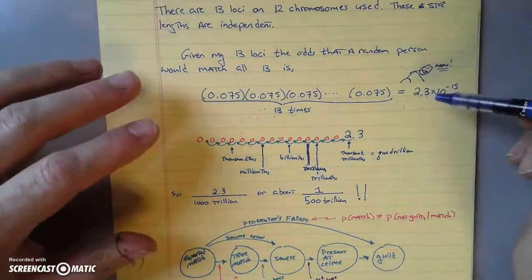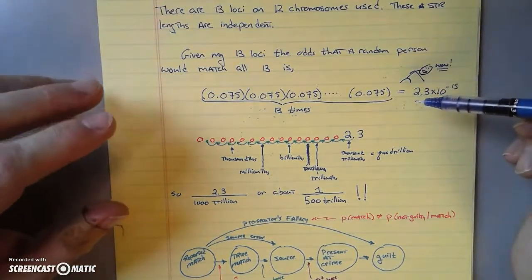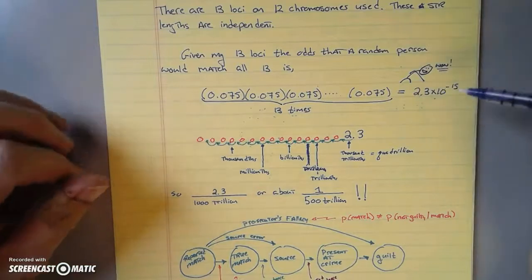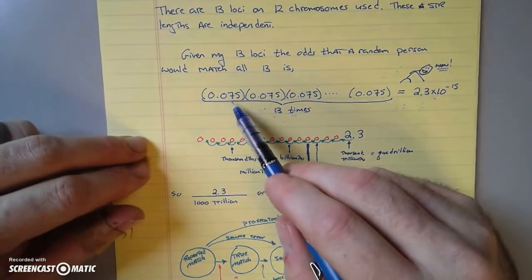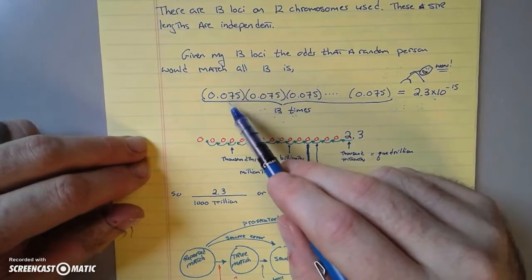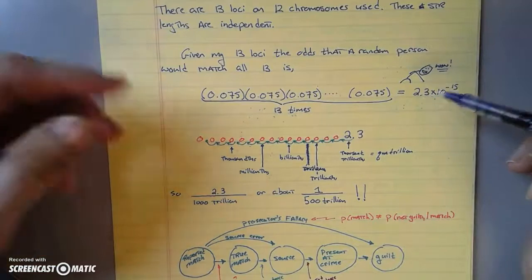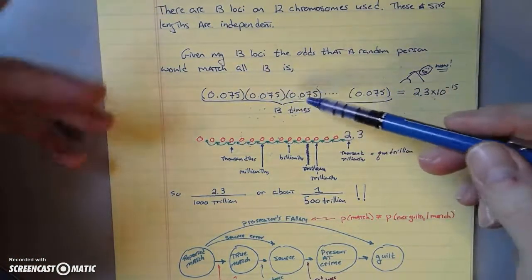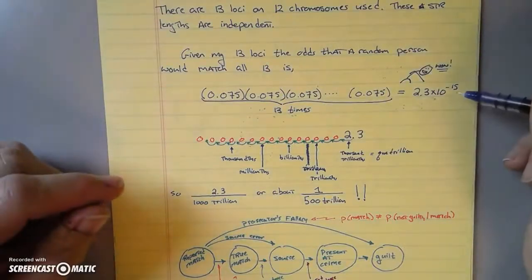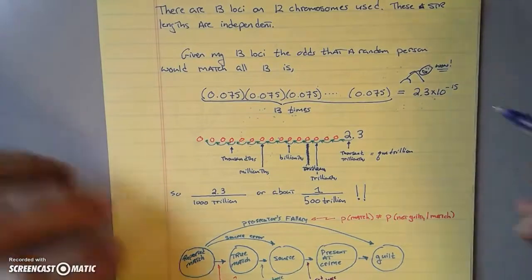So what are the odds that two people have matching alleles at all 13 loci? Well, it would be this number. You'd multiply the probability of one match times itself 13 times. Kind of like flipping a coin. What are the odds of getting heads 13 times? Well, it's half times a half times a half times a half, or whatever. So this is it, right? This is kind of a hard number to understand.